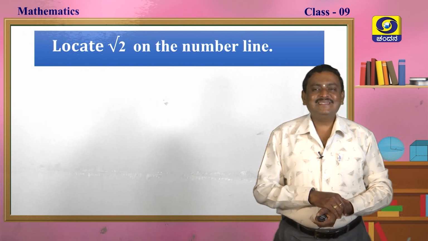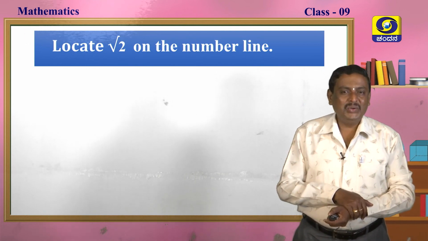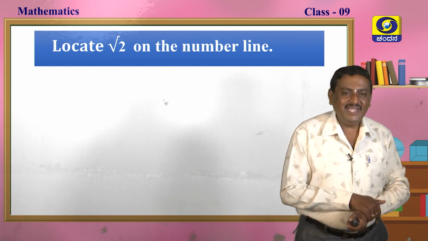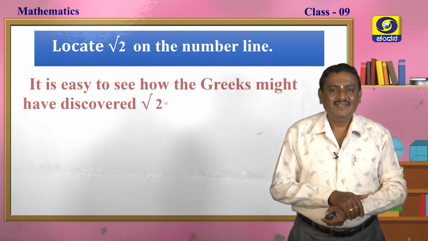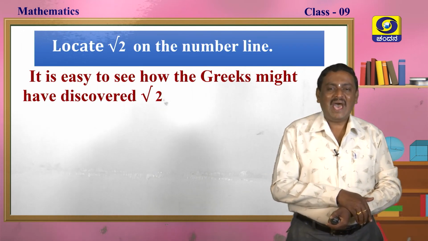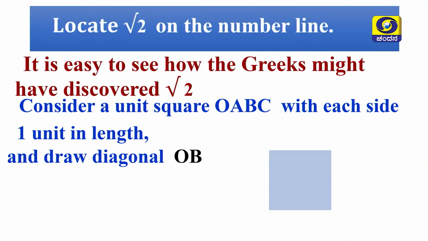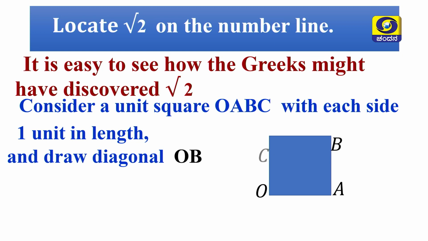Okay. In this lesson, in this class, we are going to locate root 2 on a number line. Are you ready? Yes, it is very easy. How Greeks might have discovered root 2, my dear students. Consider a unit square OABC with each side 1 unit length. See, each side is 1 unit length, and draw a diagonal OB.